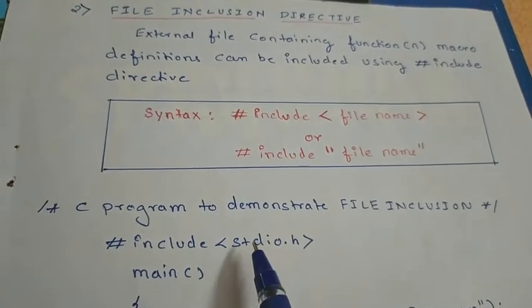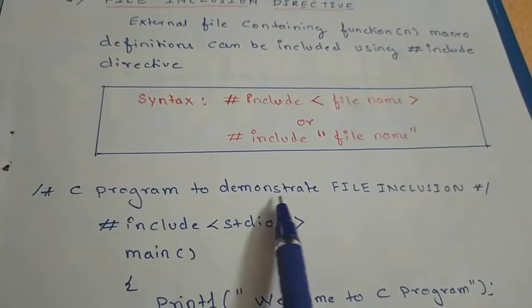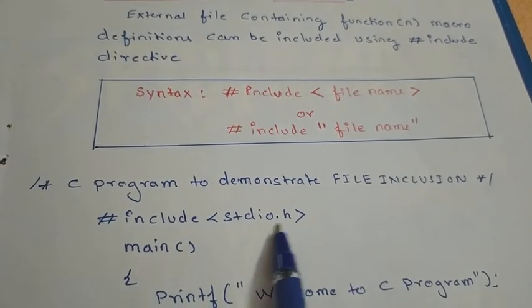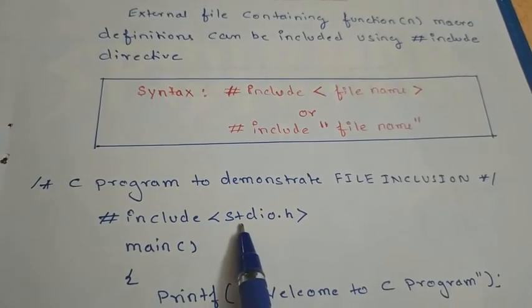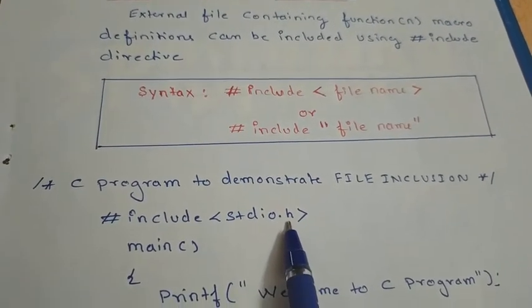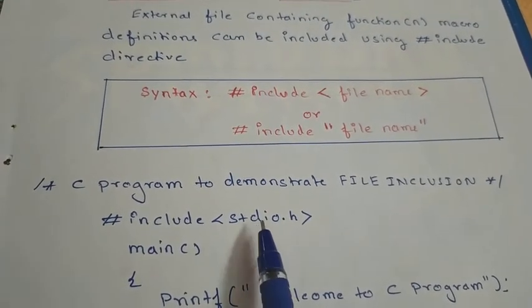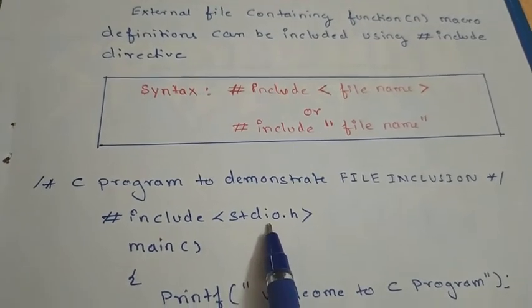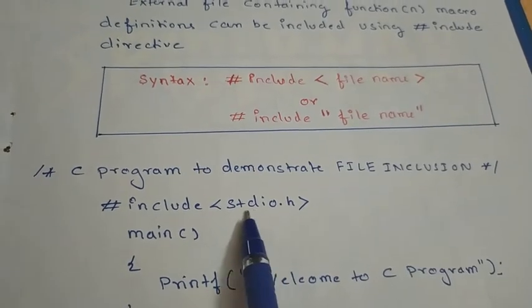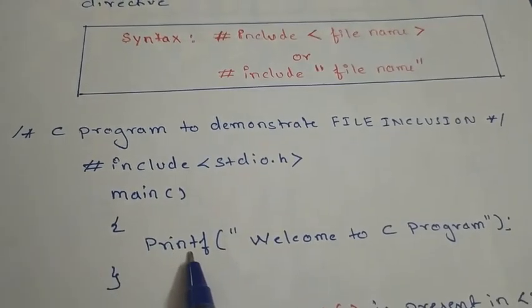Already we have seen it many times in our previous programs. So let us have a C program to demonstrate the file inclusion directive. So we have this #include <stdio.h>. We already know the full form of stdio.h. It is a standard input output header file used to support the standard input statement scanf and the standard output statement printf. So we have a #include <stdio.h> which gives the supporting instructions for the functions printf and scanf.